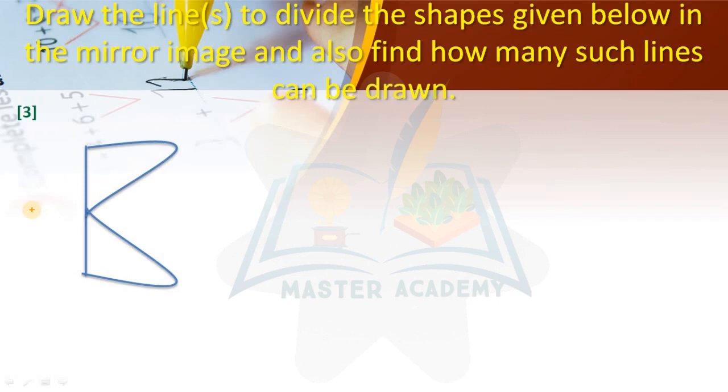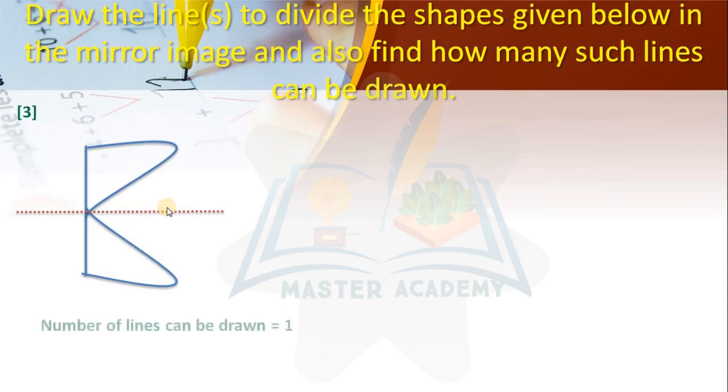Do it by yourself, but think. Yes, exactly. Clear? So here you can see there are only a single line of symmetry. Okay, but we can't draw it like that. This is better, wrong. Okay, we can draw only a single line of symmetry. It means the number of lines of symmetry is equal to 1. Clear? Okay, now the next figure.